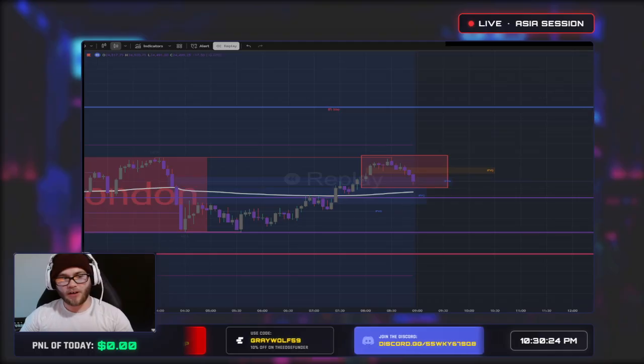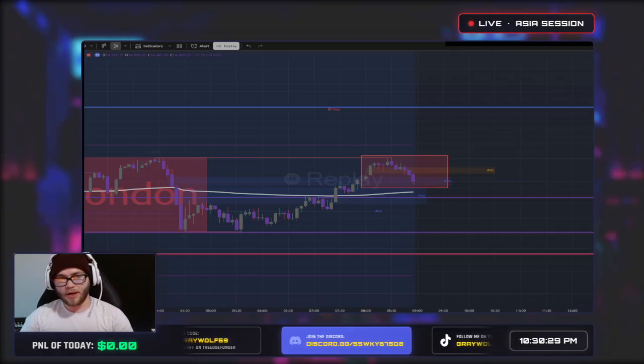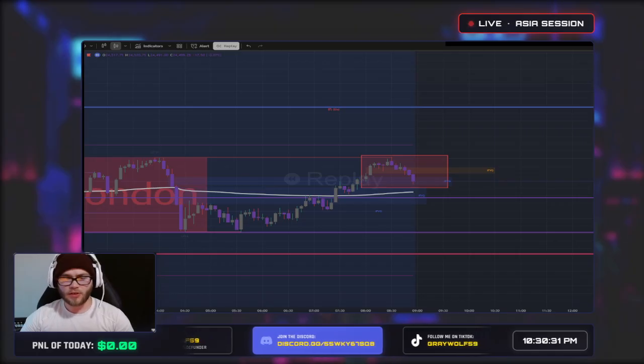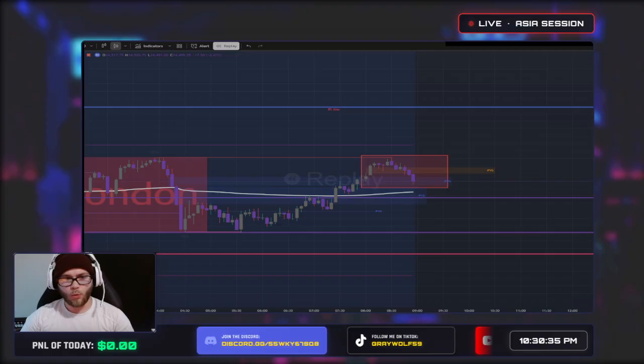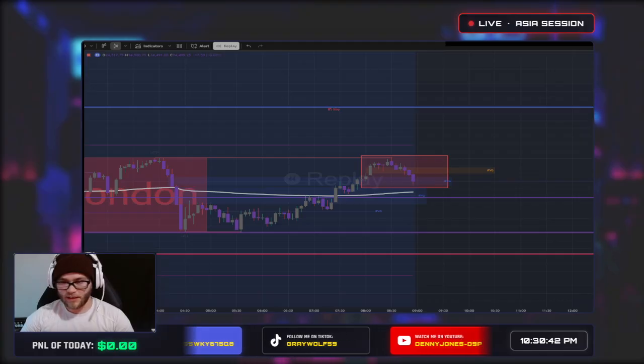Today we're talking about fair value versus unfair value pricing, aka why price reacts so strongly to certain zones and ignores others. Understanding this concept will help you spot where price should trade and where it's moving too fast or too efficiently. Let's get into it.